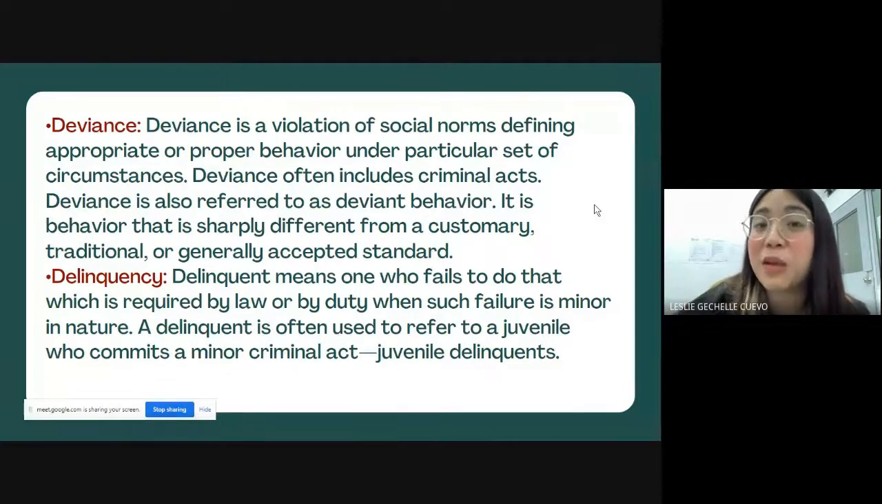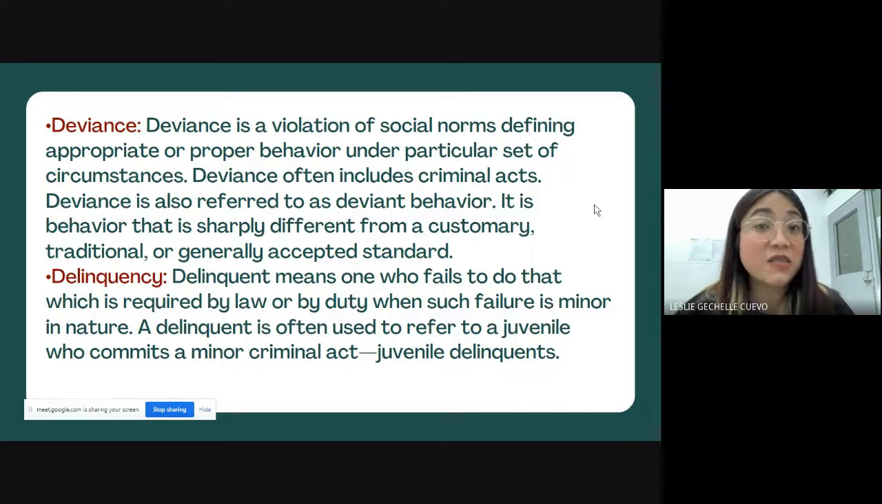Kasi yung ganong damit, para yung pangbahay yon. Kapag nagpunta ka sa school, hindi pwedeng ganon ang pananamit mo. Kapag pumunta ka sa school at ganon nga ang pananamit mo, deviant ka. Technically, hindi ka naman gumawa ng krimen. Pero hindi siya accepted ng society na hindi pang school yung suot mo. Yun, that's deviance. Then, delinquency.